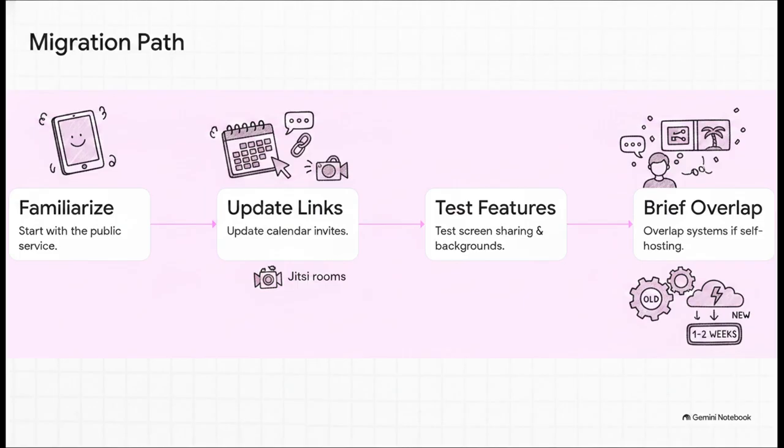Step 3, run a few internal test meetings, practice screen sharing, mess around with the virtual backgrounds, just make sure everyone looks polished before facing clients. And Step 4, if you are going the self-hosted route, just keep your old software active for a brief overlap period. This just ensures your new server capacity can actually handle your real-world meeting volume. Honestly, most businesses easily complete this entire transition in just 1 to 2 weeks.